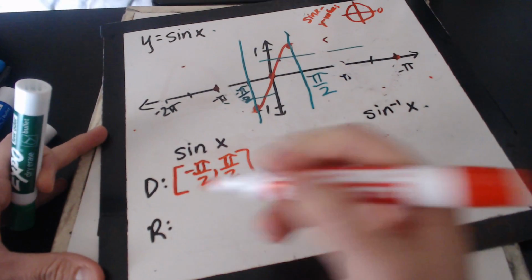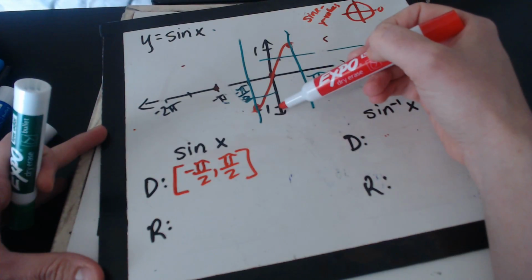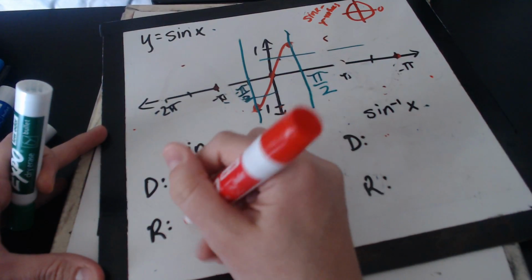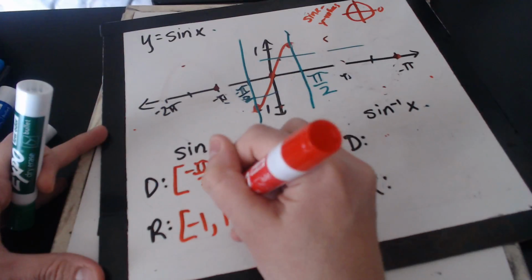Okay, and then my range is my y values. Well, the smallest y value that I have is -1. The biggest y value I have is +1. So this is going to be -1 to 1.